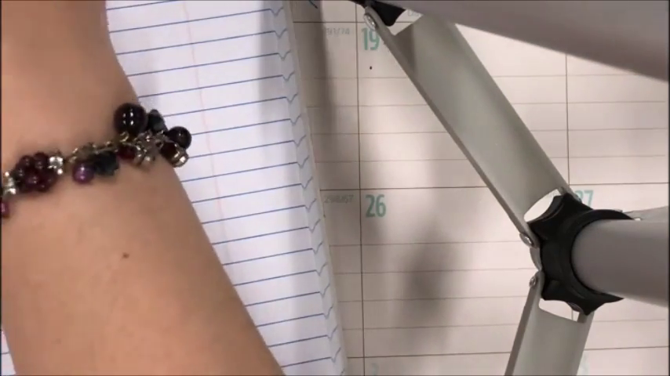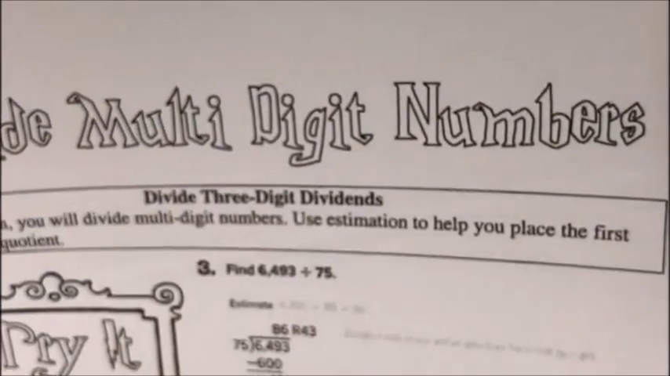Okay. On page 56, you're going to glue in divide multi-digit numbers, again with try it problem A. On page 57, you're going to have divide multi-digit numbers, and that has try it problem C on it.